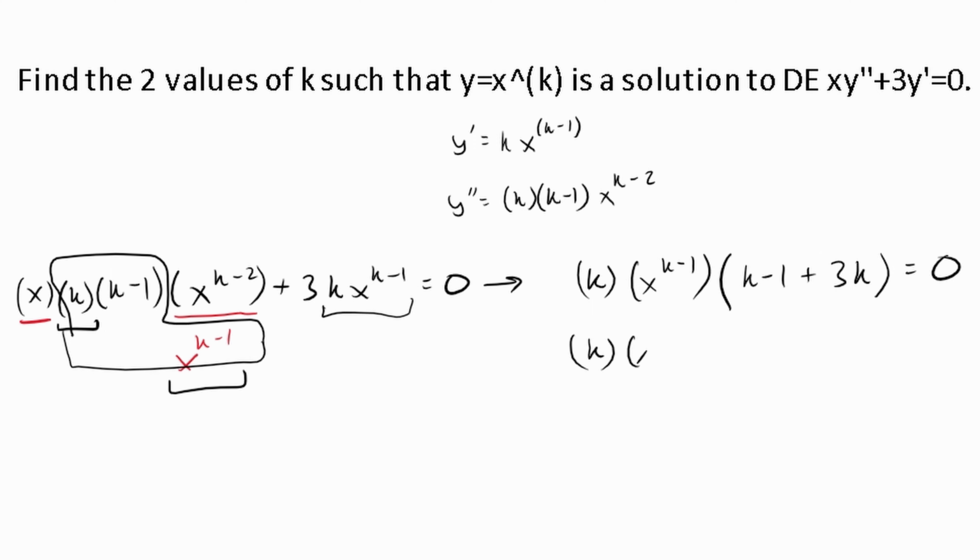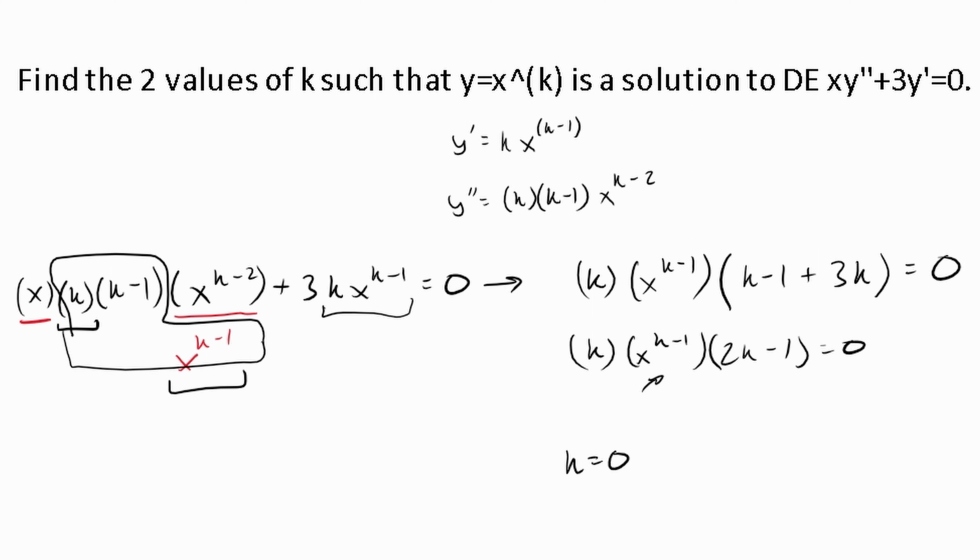We'll have k, and then x to the k minus 1, and then we'll have 2k minus 1 is equal to 0. So how do we do this? Well, if we set k equal to 0, we can see that this is all going to become 0. So k is equal to 0. That's one of them.